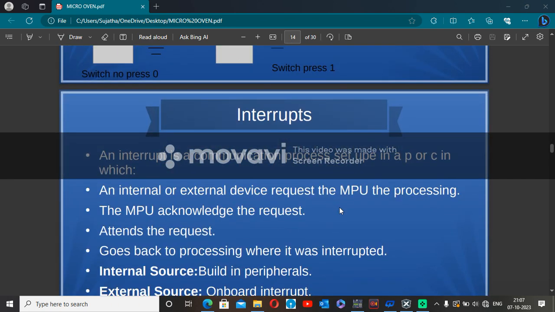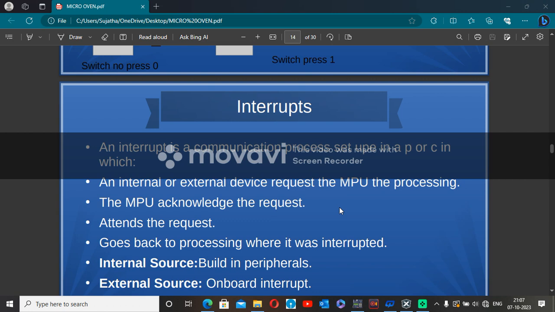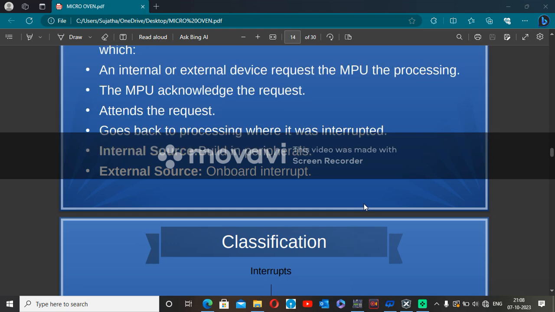As we know, there are interrupts in every device. An interrupt is a signal emitted by hardware or software when a process or an event needs immediate action. In embedded systems also, there are internal and external devices which use interrupts. The internal or external device requests the MPU, the MPU acknowledges the request, attends the request, and goes back to the processing where it was interrupted. The internal sources to activate interrupts are built-in peripherals, and the external sources are onboard interrupts.